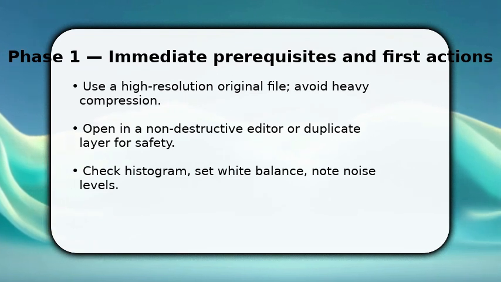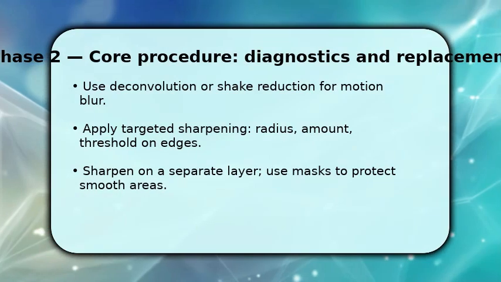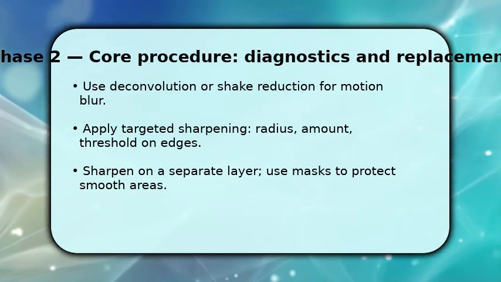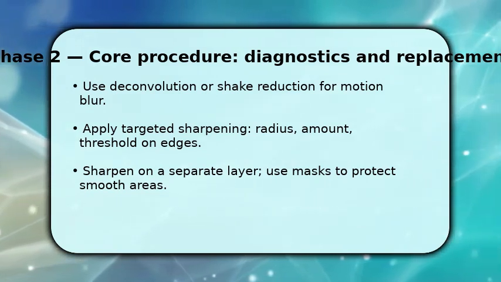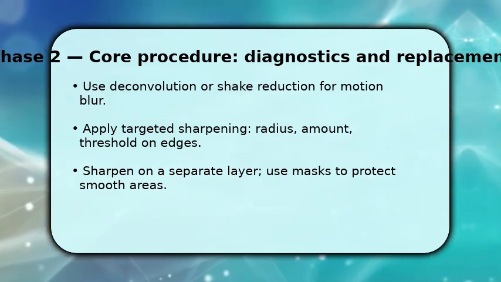Next, tackle detail recovery with methods suited to the blur. Use deconvolution or a dedicated shake reduction tool for motion blur, because they reverse optical smearing rather than just increasing contrast. Once deblurred, apply selective sharpening.